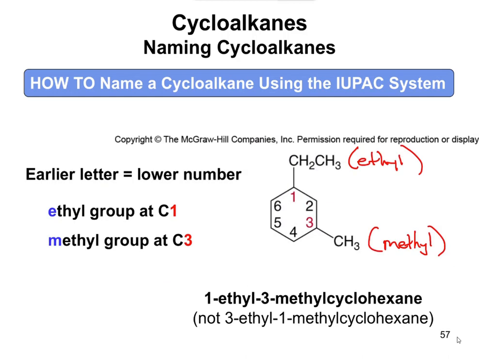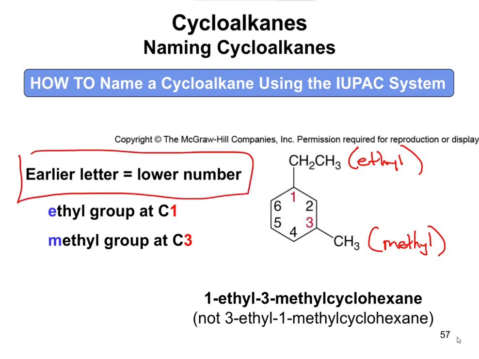So in this case, we need to have our groups at 1 and 3, because that's going to give us the lowest sum of those numbers, right? If we put them at 2 and 4 or 3 and 5, anything where they're 2 apart, it's going to be a bigger number than 1 and 3. So you're always going to have a substituent at number 1, and then the rest of the substituents will fall in from there. So in this case, how do we determine if the ethyl is going to be the 1 or the methyl is going to be 1?